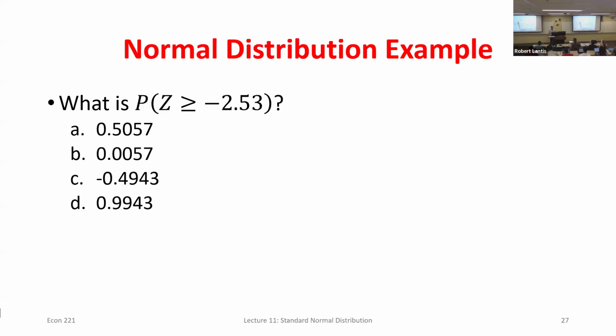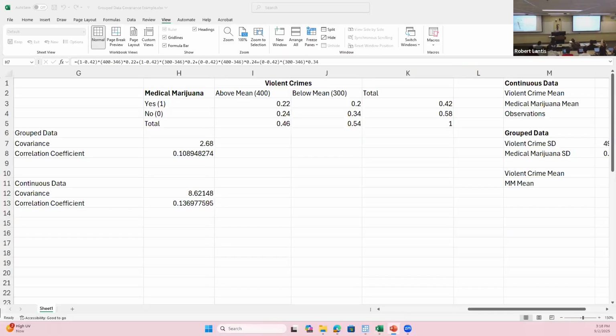Subtract that from 1, huh? I could look up the positive value as well. That's another way of getting at it, right? I could look up positive 2.53. If this is symmetric, that should be the same. Whichever way is easier for you to think about, you can do that. In fact, right now, we'll show that we get the same value here.